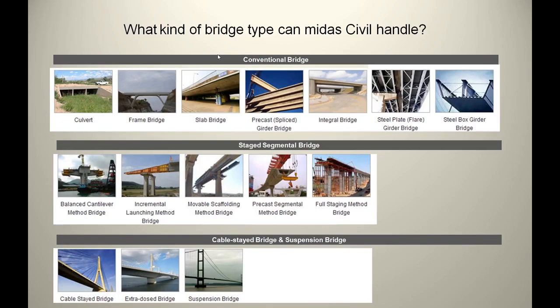So what kind of bridges can MIDAS Civil usually handle? As I told you, it can handle from very conventional bridges like culvert, frame bridge, slab bridge, precast, integral bridge, steel plate bridge, steel box girder bridge, to staged segmental bridges like balanced cantilever, incremental launching, movable scaffolding, precast segmental, full staging method bridge, to very highly complex cable stayed bridges, extradosed bridges, suspension bridges. Okay, so it can handle various types of bridges.